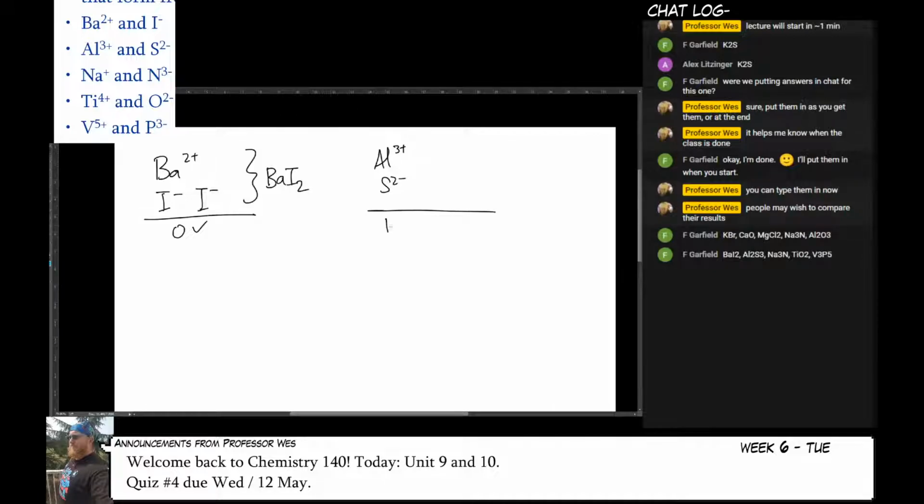Here, my charge doesn't balance out. I have too much positive, so I'll put another S2 minus here. Doesn't help me, though. Still doesn't help me. There. So some of these take a while. You just got to put extra ones down. We already did sodium and nitride here. So I'm going to skip the counting part and just write out the answer here.